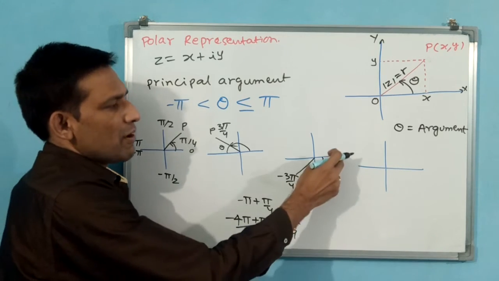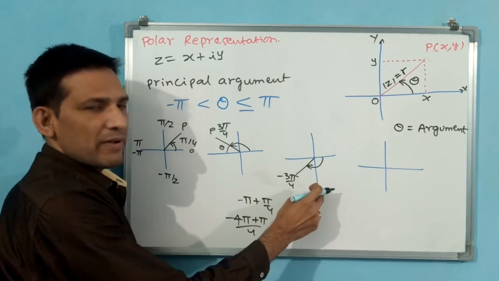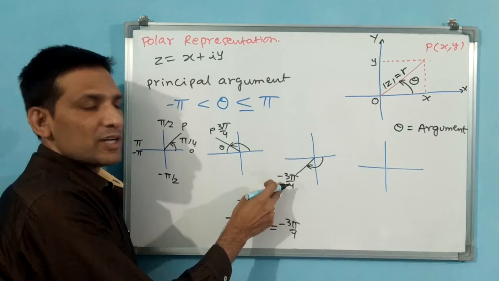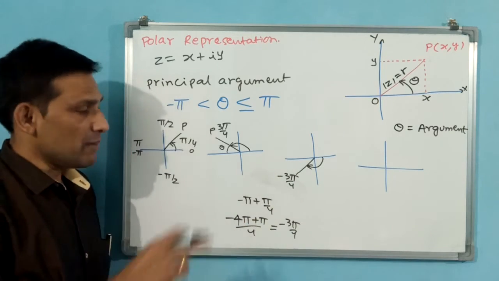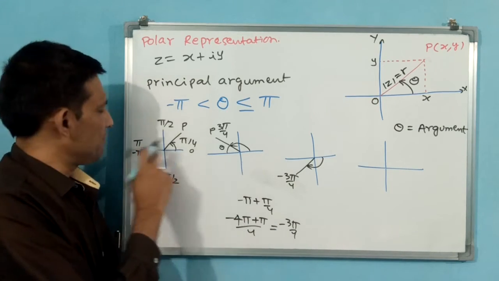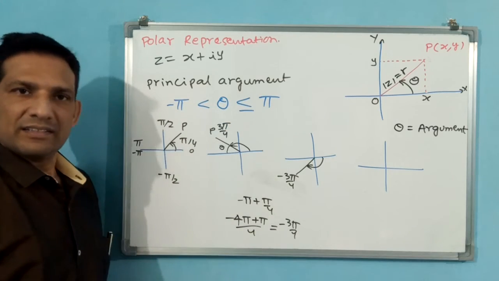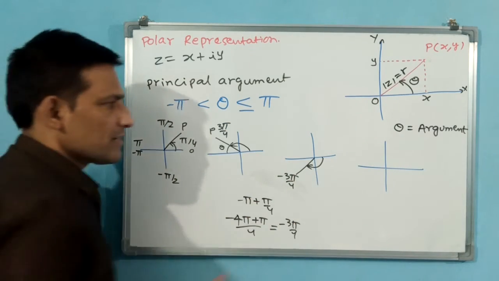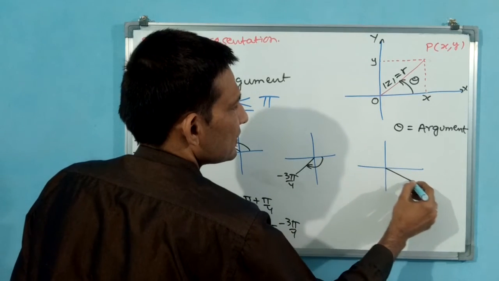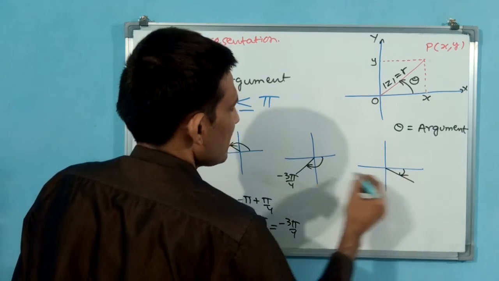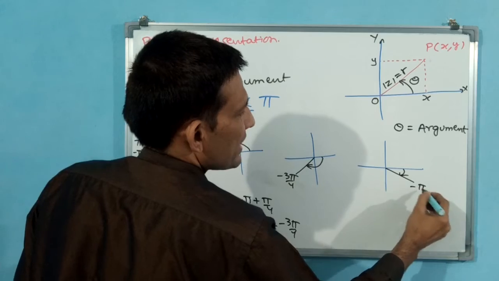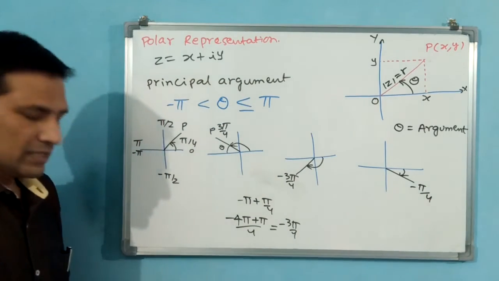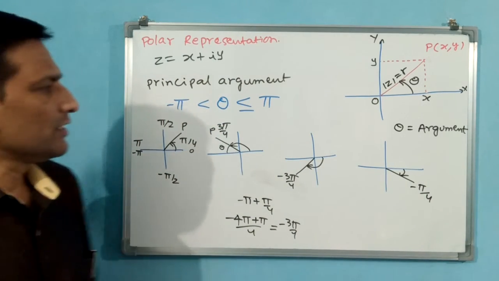See, minus pi by 4, minus 2 pi by 4, minus 3 pi by 4. Minus 4 pi by 4 will not be there. Minus 4 pi by 4 means pi plus pi. That's all. Now you have taken this as in minus, and same like here also. This also you have to take in minus only. Minus pi by 4. Now you understand how to take 0.